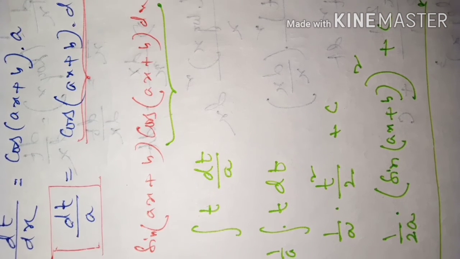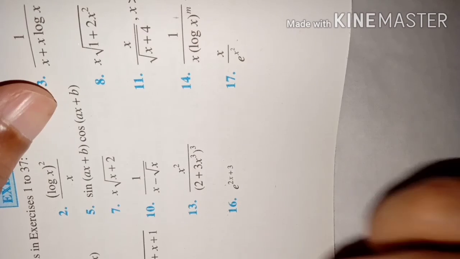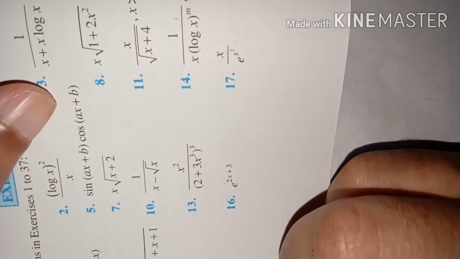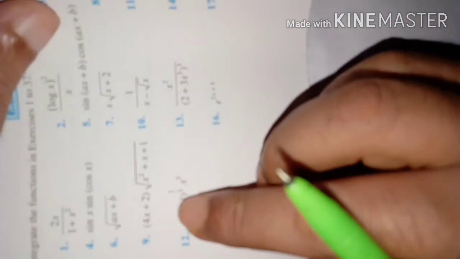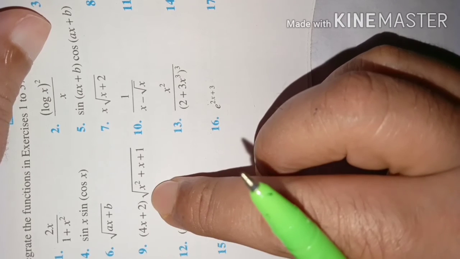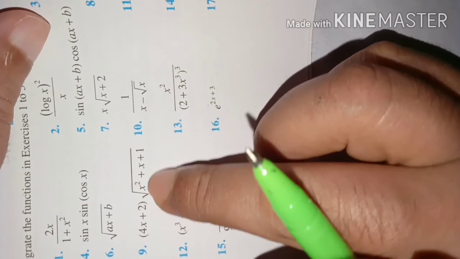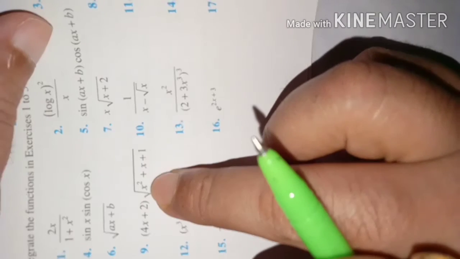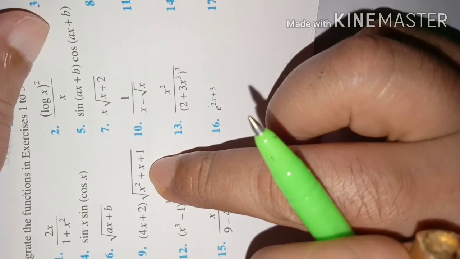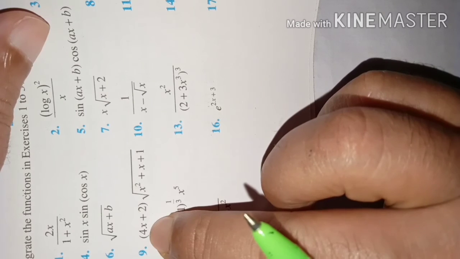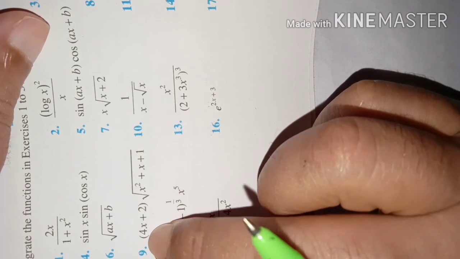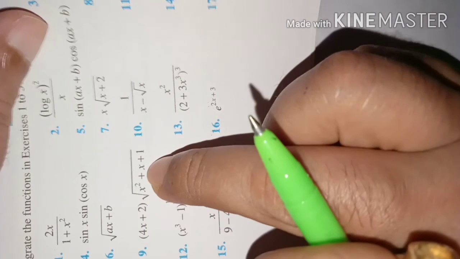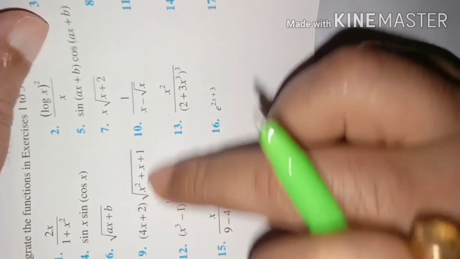Okay, dear students, this is the answer. Look at question number 9. See, 9 is like this: in bracket 4x plus 2, into square root of x square plus x plus 1. If you analyze this nicely, the part inside the square root sign, if you take its derivative, it will give you this one. Taking 2 as a common factor, you will get 2x plus 1. So that twice of x plus 1 you can obtain from here. So if we consider this as t, it will be like this now.